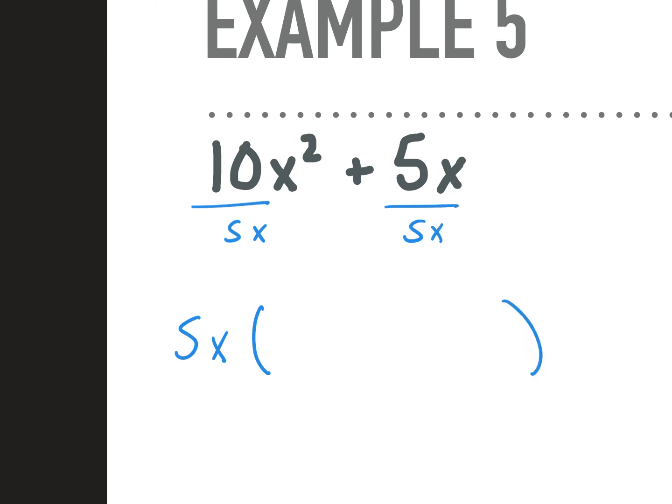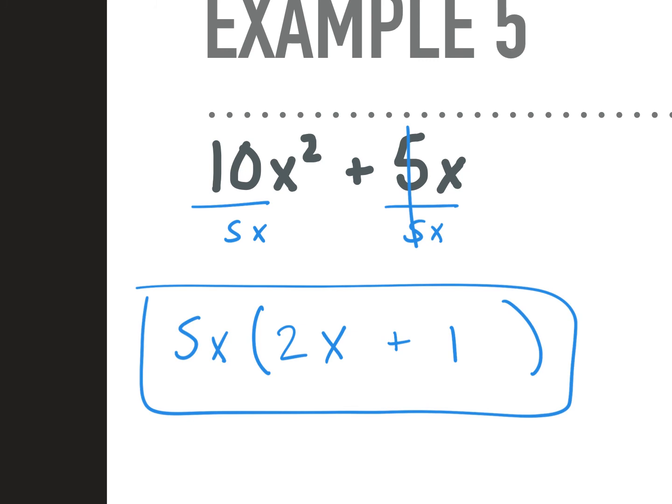And then we can divide. What's 10 divided by 5? 2. If I have 2 x's on top and I take 1 away, how many x's am I left with? 1. And then what's 5 divided by 5? 1. And if I have an x and take 1 away, how many x's am I left with? None. So my answer would just be 5x times 2x plus 1. Can I factor this anymore? No, because I don't have a trinomial on the inside.